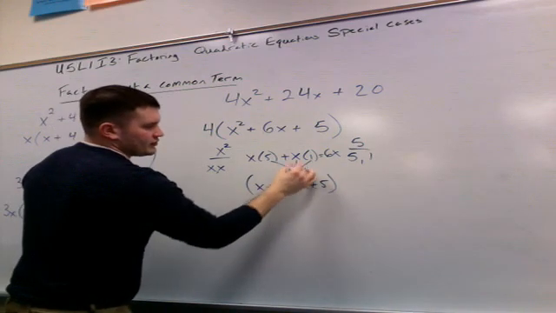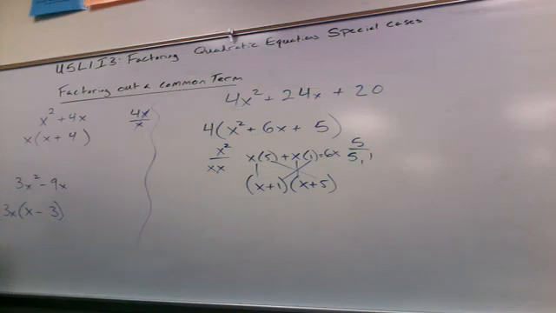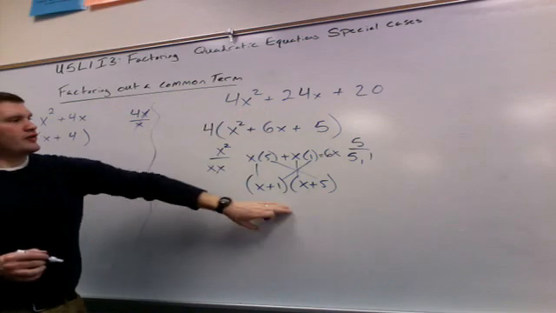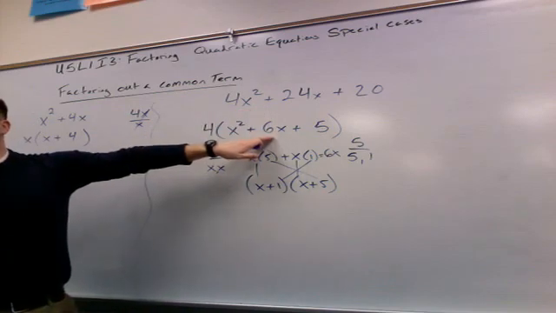after we cross over, right? Drop down and cross over. Right, my factors are x plus 1 and x plus 5. Now, are these the factors of the whole thing? No. They're just the factors of my x squared plus 6x plus 5, right?